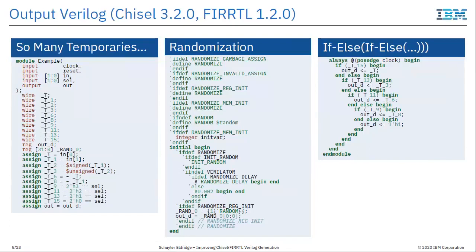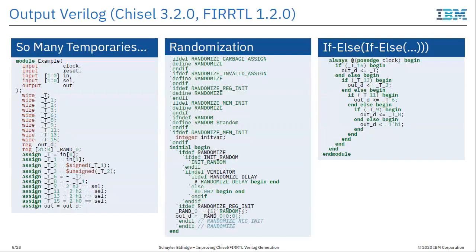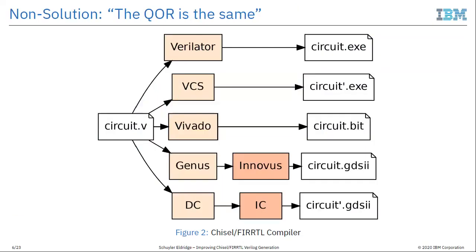So the sort of non-answer here is, well, the QoR is the same, or the QoR is good, so it doesn't really matter. And this is true, right? If you take this big mux tree and you feed this into Verilator or VCS, you're going to get executables that run at good speeds. If you feed it into your FPGA toolchain, Vivado doesn't care. Intel tools don't care. Cadence or Synopsys, they eat this stuff up, right?